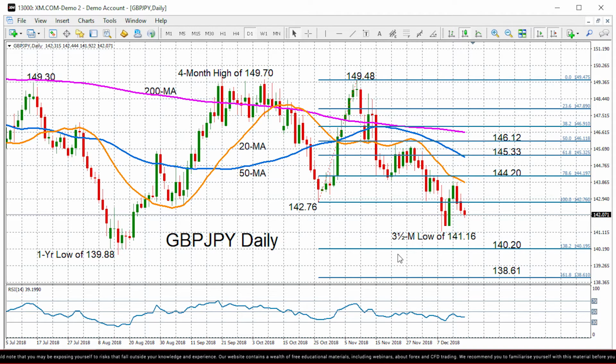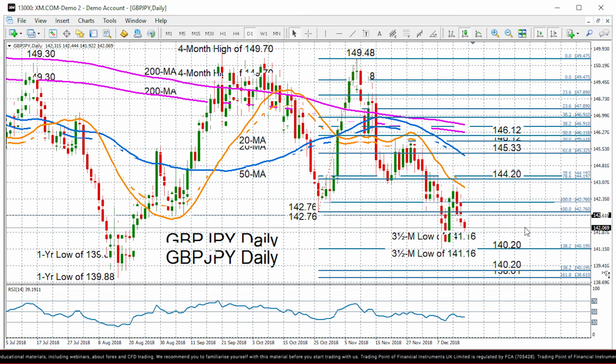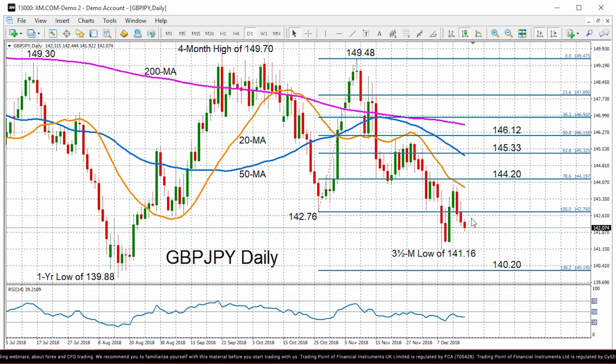So dropping below that low would turn the medium-term picture to a more bearish one, and then the next key support below that would be the 161.8% Fibonacci extension at 138.61. To the upside, there is likely to be immediate nearby resistance at the 142.76 level, which was the swing low from back in October.